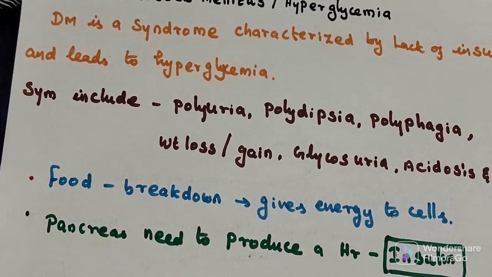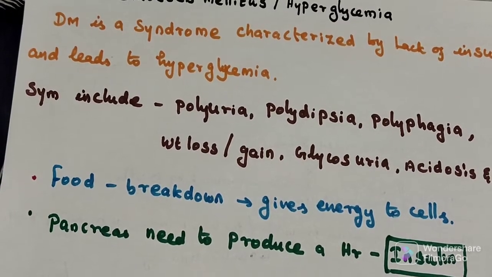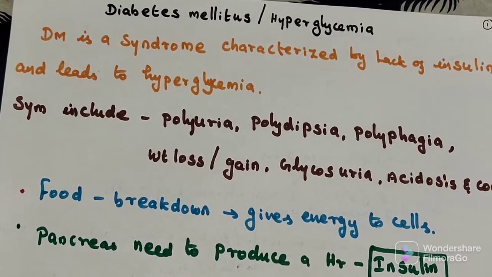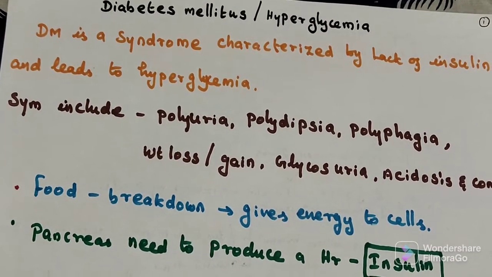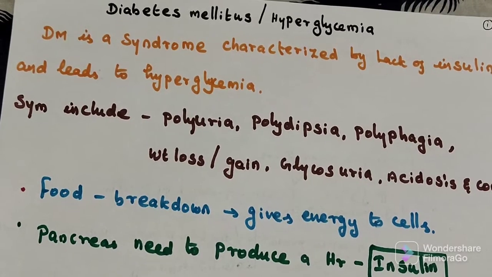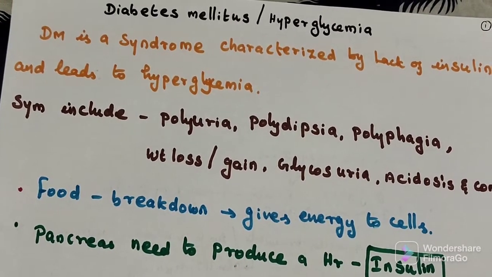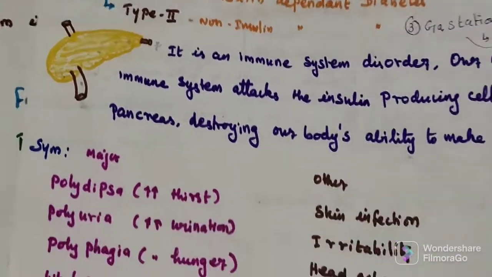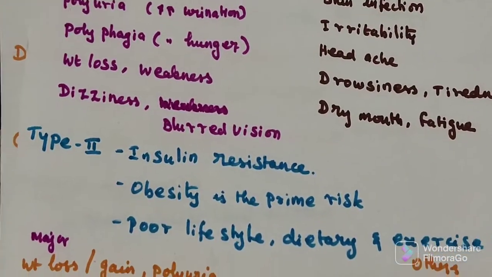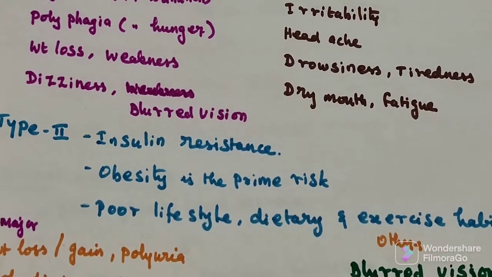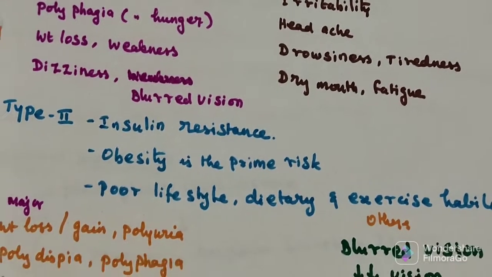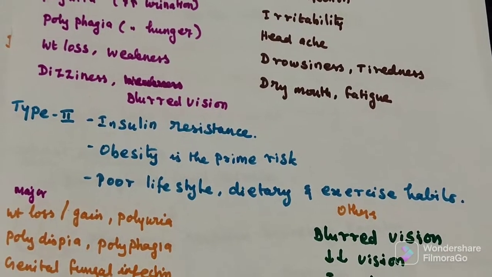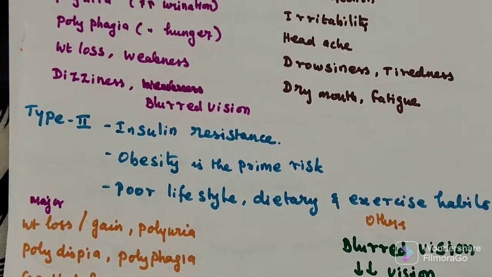Typically obesity, inactive lifestyle and unhealthy diet. What are the main reasons for type 2? Obesity, inactive lifestyle and unhealthy diet. How to manage? The management focuses on weight loss and a low carbohydrate diet. This one is insulin resistant, and obesity is the prime risk. Poor lifestyle, dietary and exercise habits. We will control type 2 diabetes.